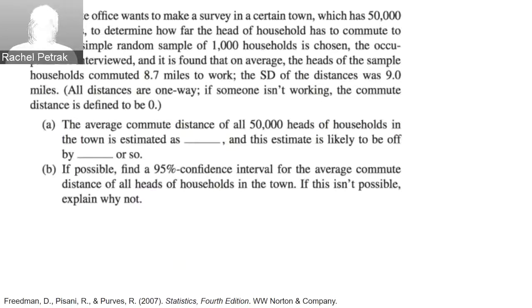Okay, and we can get the average commute distance of all 50,000 heads of households in the town. It's going to be estimated as, we already know the term that it's going to be, our expected value average, right? And this estimate is likely to be off by a standard error for the average, by a standard error or so.